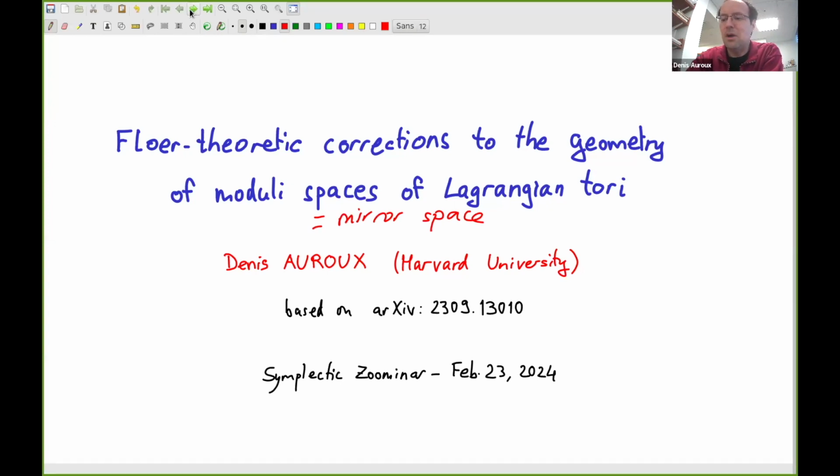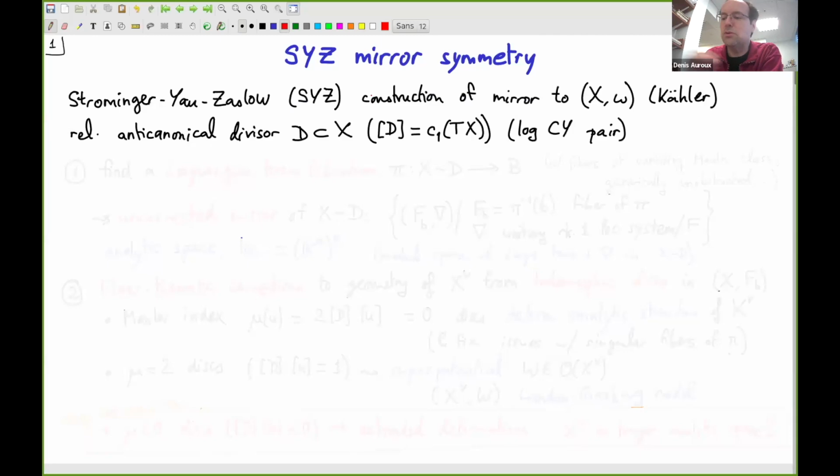Anyway, motivation will have the word mirror symmetry. It's kind of easier that way. So the Strominger-Yau-Zaslow conjecture from 1996 proposes a general construction of mirror spaces to a given symplectic manifold. And what it says to us is basically mirror space is a certain moduli space of objects of a Fukaya category supported on Lagrangian tori.